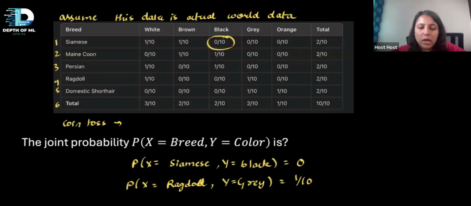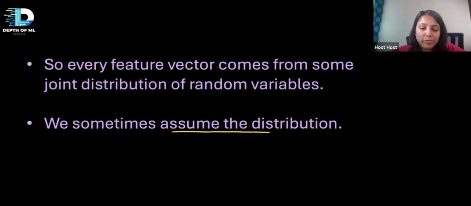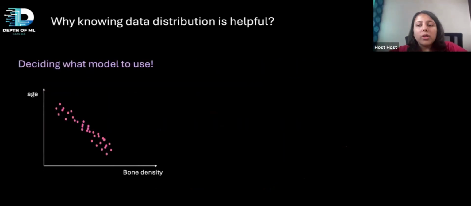Apart from this, if you understand the distribution of the data, you are also able to understand what model to use, right? For example, suppose you want to use regression algorithm here, right?